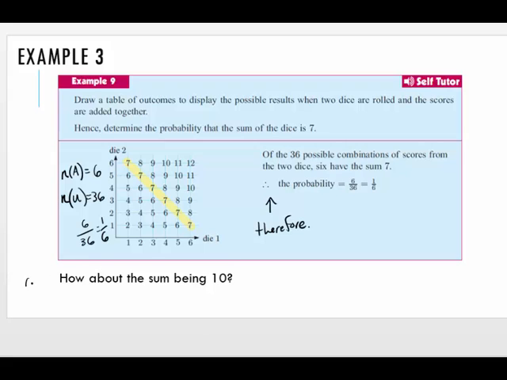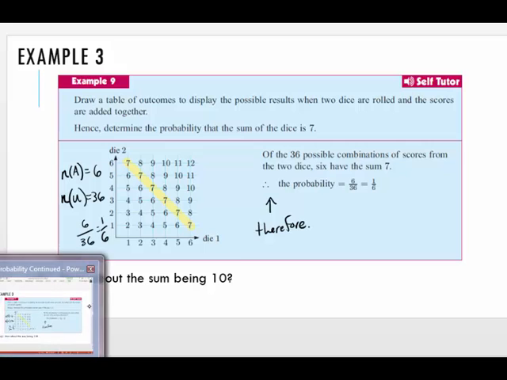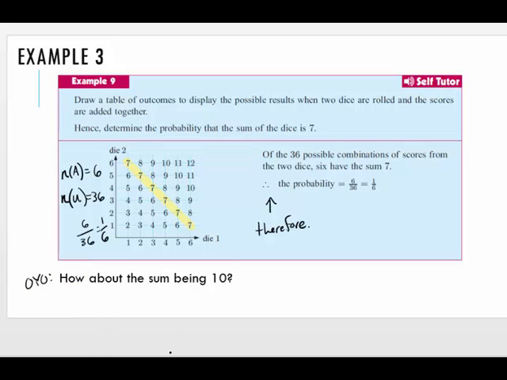So, this was something for you to do on your own. How about the sum being 10? Okay? Yeah, 3 by 36. We have 3 of them. There's 1, 2, and 3. So we have 3 over 36, which reduces down to 1/12. Okay? And for this particular probability, we're leaving it as fractions.